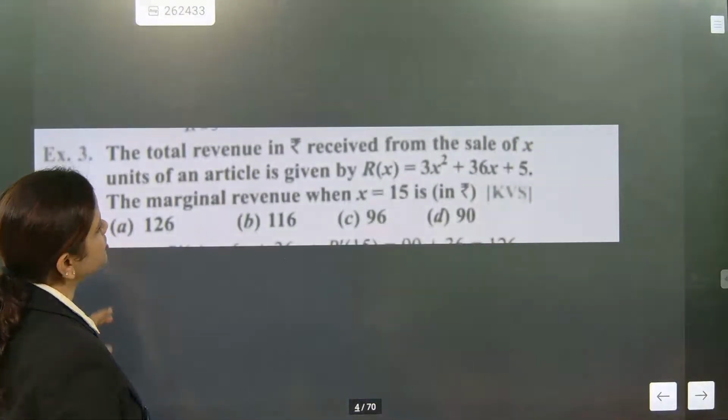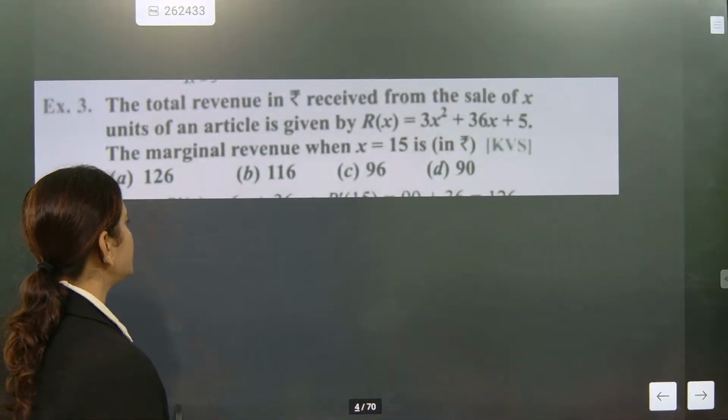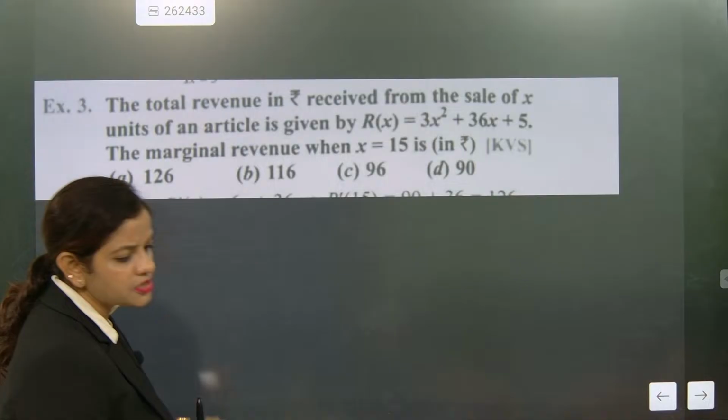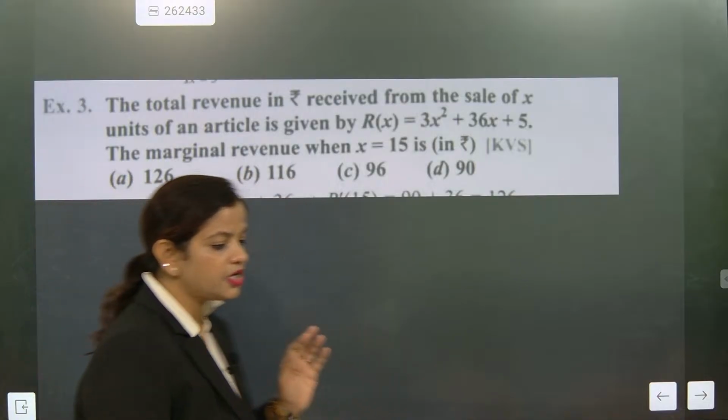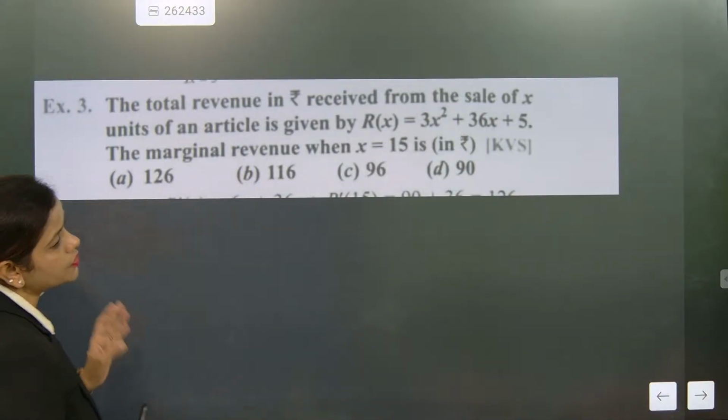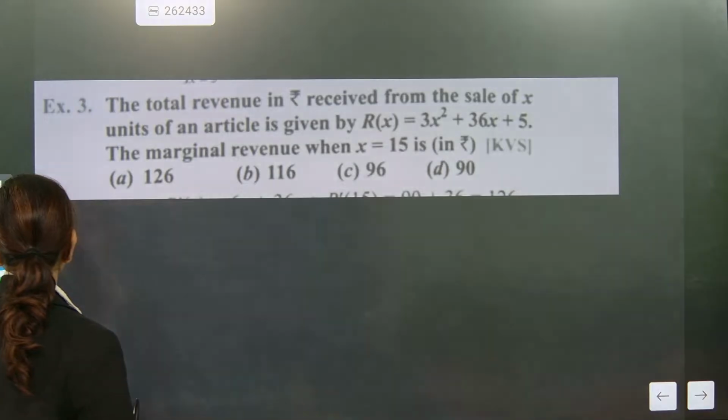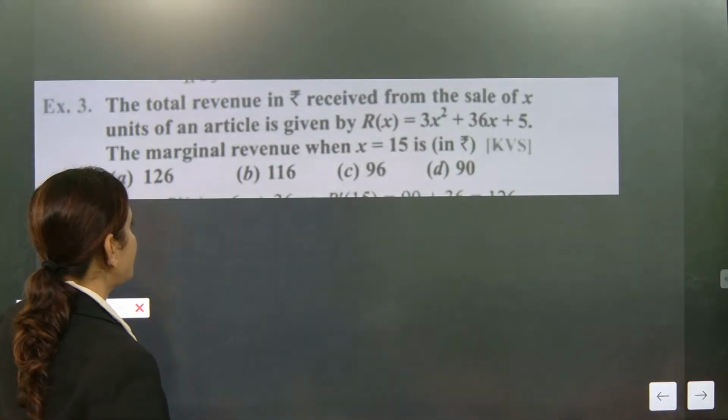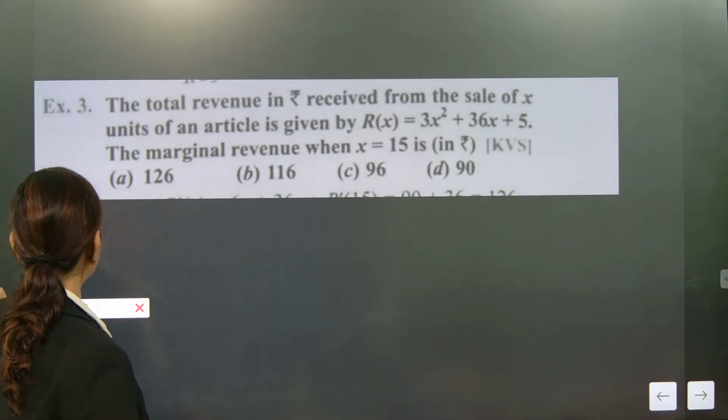Now, these type of questions are KVS questions. This type of question comes in NCERT format. The total revenue question, I already taught you very nicely one time. I discussed this question with you. So you see this type of question every time.